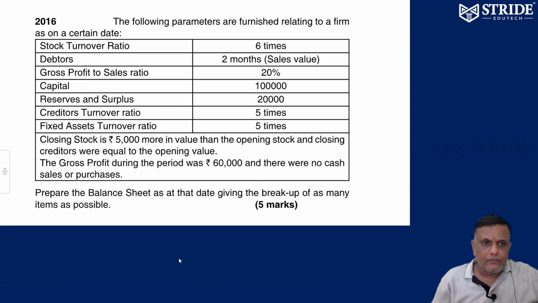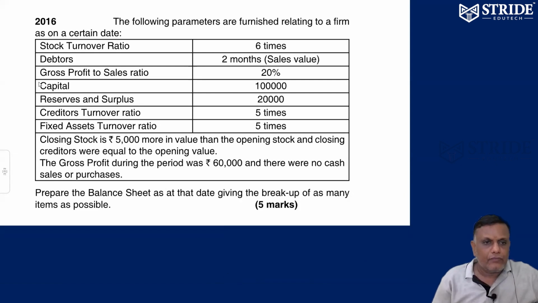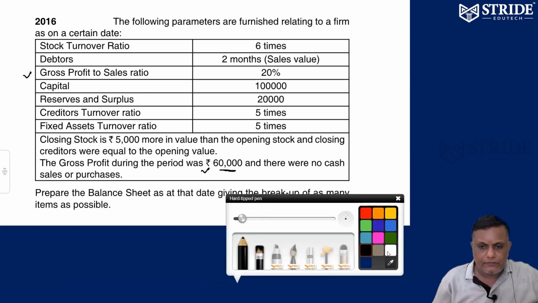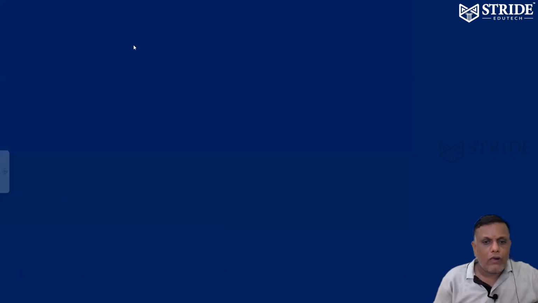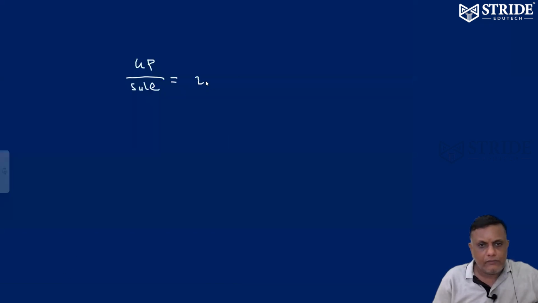That's it. So my first target is always on GP and the GP ratio. GP is there? Yes. GP ratio is there? Yes. That is my first target. GP by sales is equivalent to 20%.